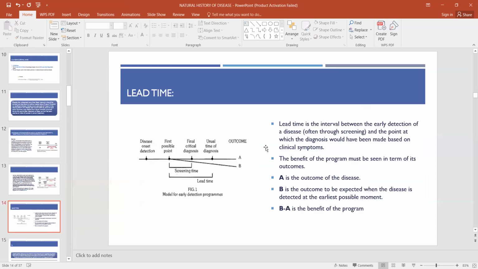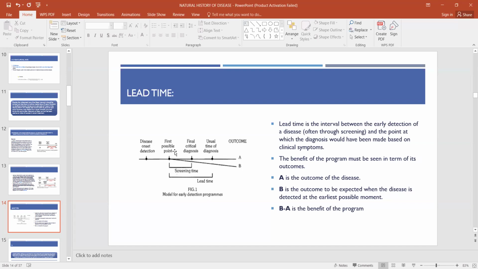What is lead time? Lead time is the interval between the early detection of the disease and the point at which the diagnosis would have been made based on clinical signs and symptoms. The benefit of the program must be seen in terms of outcome. A is the outcome of the disease. B is the outcome expected when the disease is detected at the earliest possible moment. The difference between B and A is the benefit of the program.